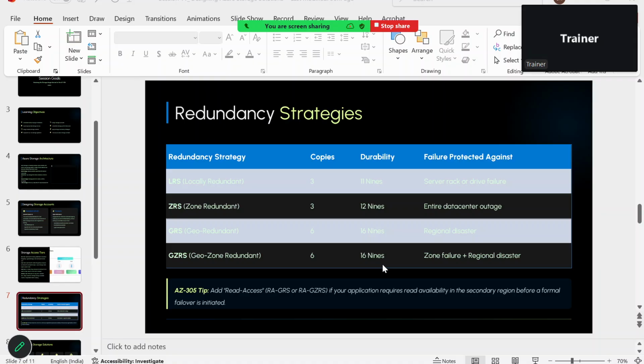Why do we need redundancy? Failures happen. For example, disk failure, server failure, rack failure, data center failure, region disaster. So storage redundancy protects against these risks.